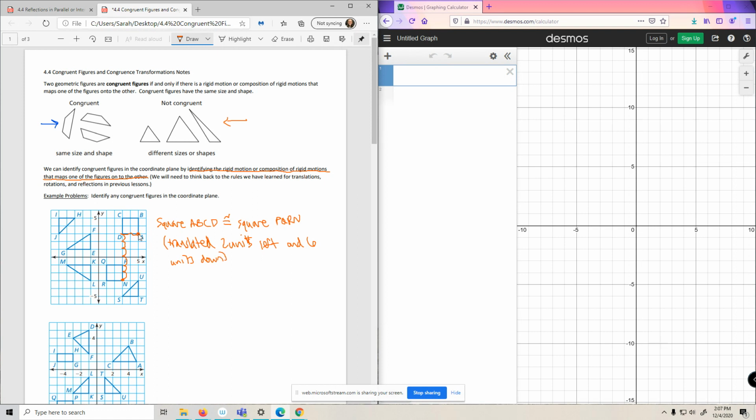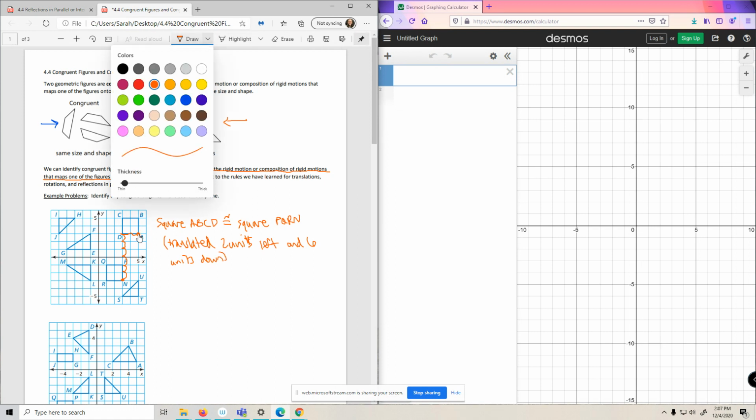Now let's check our other shapes. Are there any other shapes that look like they are congruent here? It looks like the two smaller triangles, HIJ and STU, are congruent to each other. They appear to be the same size, but let's think about what transformation we use to get from one to the other. If I rotate HIJ 180 degrees counterclockwise, I get to triangle STU.